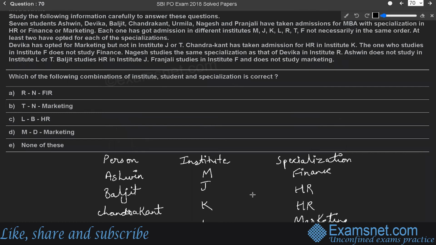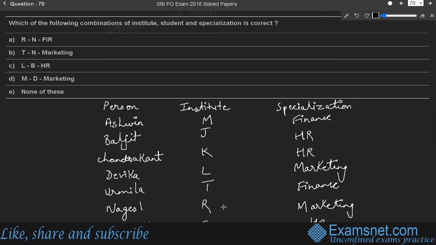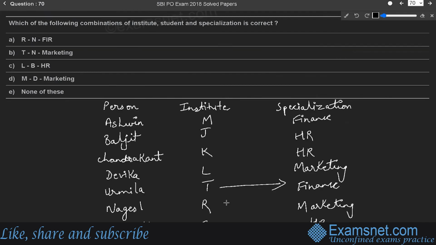So the first option is R and N in FIR. You can see that there is no such specialization which is FIR. So first option is not correct. Second option is T and N in marketing. We can see that T is in finance and N is not any institute which is given here. So second option is also not correct.